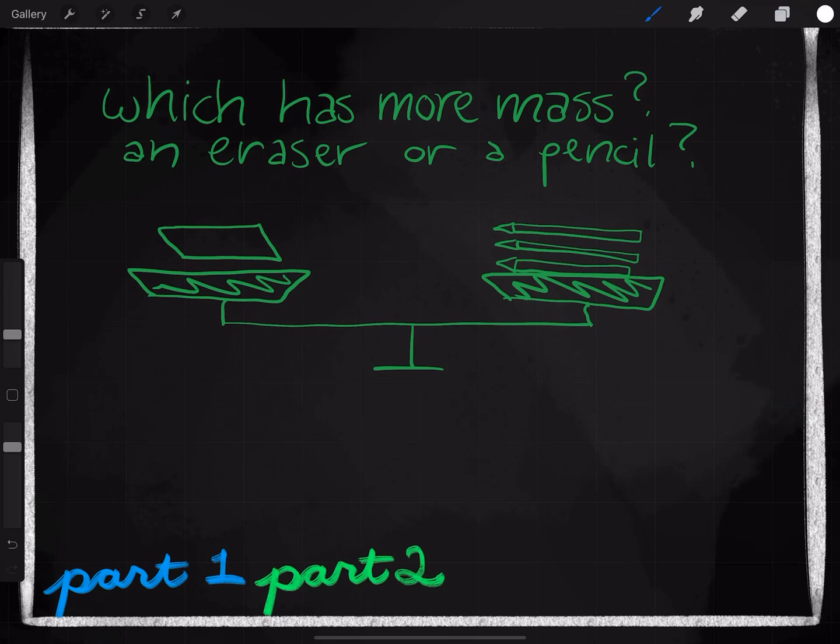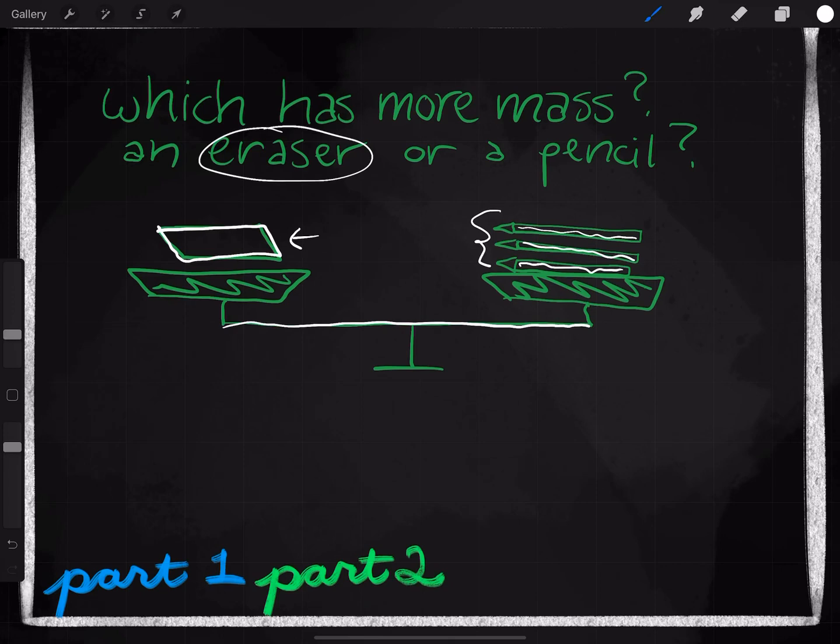So if we put some objects onto the balance, and it is actually balanced, so look nice and flat. Here is an eraser, and here are 3 pencils. So which object is more massive, an eraser or a pencil? Well, we can tell by looking at the balance that you need 3 of these to be as massive as 1 of these. So that means the eraser is more massive. 3 times more, actually.